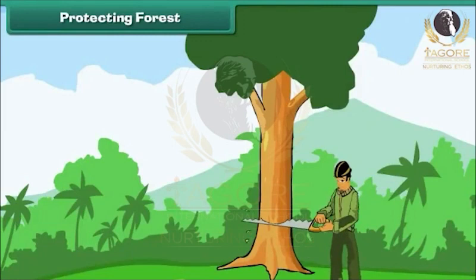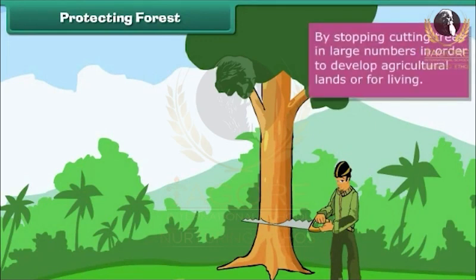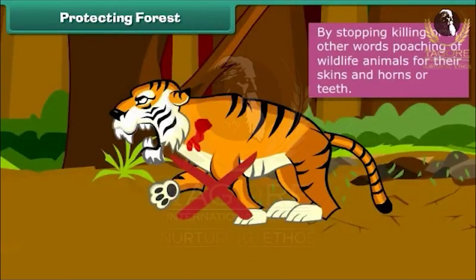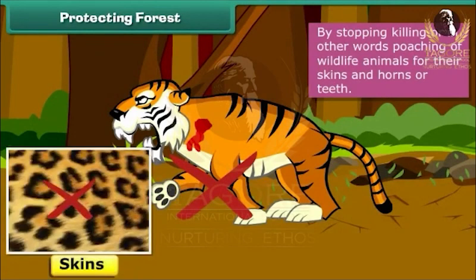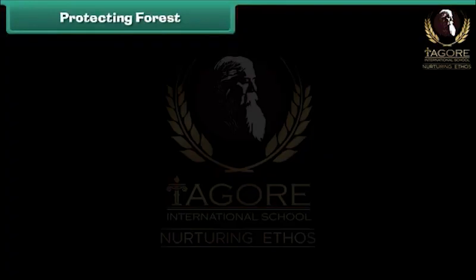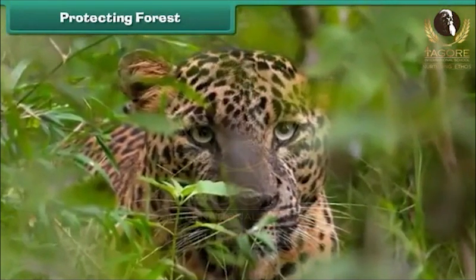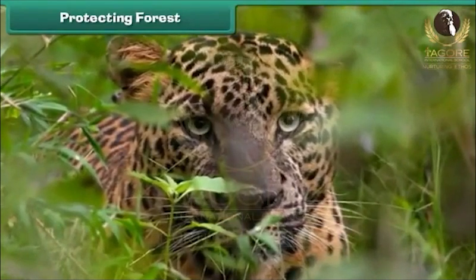Protecting forest. We need to protect forest. The first and foremost step to protect the forests is to stop cutting trees in large numbers in order to develop agricultural lands or for living. It is also necessary to stop killing, or in other words, poaching of wildlife animals for their skins and horns or teeth. Government laws against the killing of animals should be strictly implemented. The protected forest area is called wildlife sanctuaries.